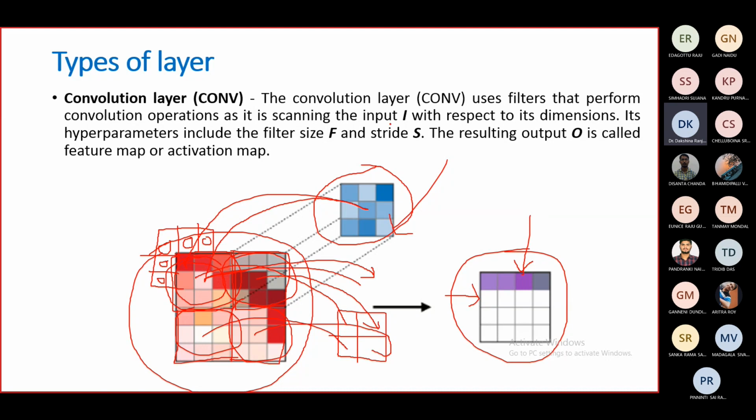So here the input image is represented by I, F is the size of the filter, and S is the size of the stride. Stride means how many pixels we consider for overlapping or non-overlapping. The resulting output is represented by capital O. So here O represents the feature map or the convolved image.